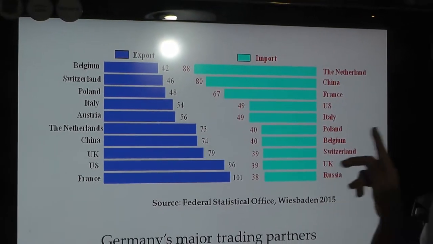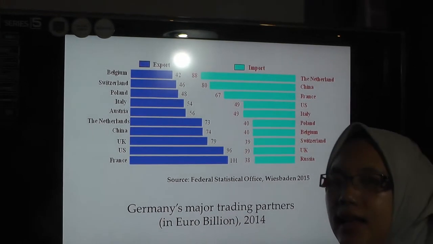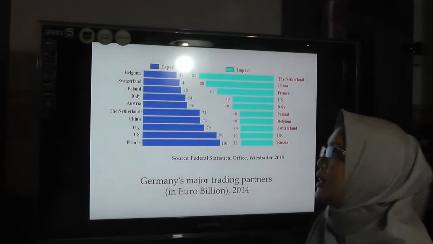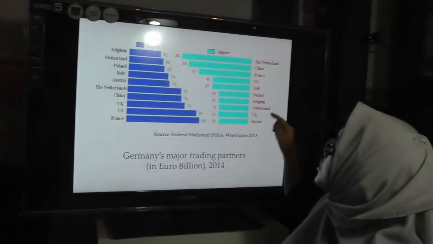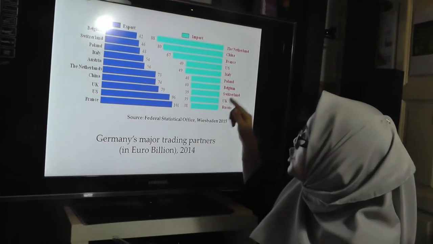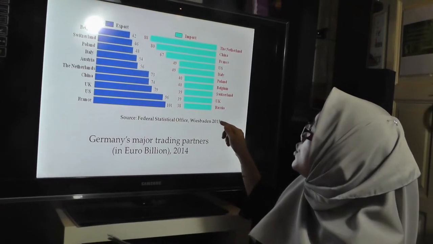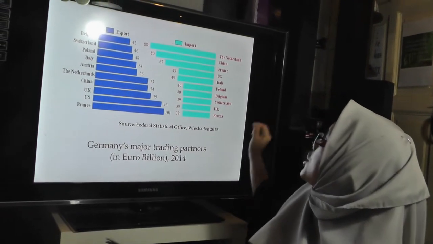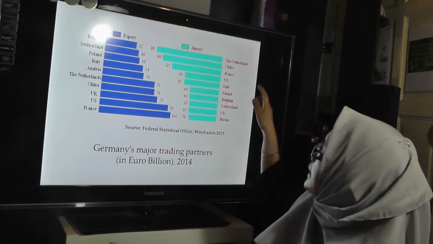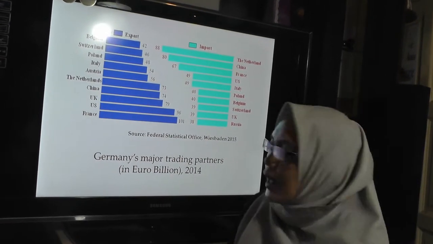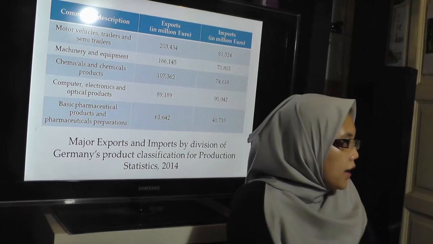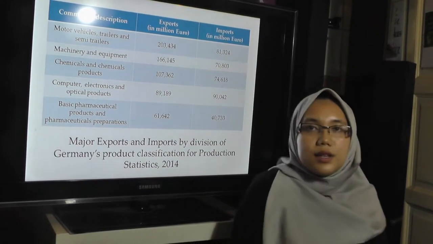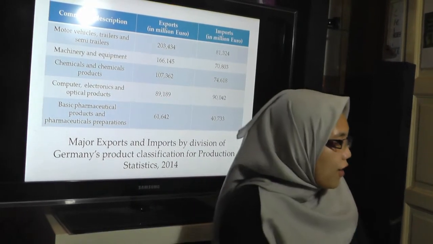Okay. And China is the second importer to Germany. We can see from the trade pattern that Germany also imports goods from Russia, Poland and Italy. Okay, the next slide will be the five top commodity descriptions for Germany.